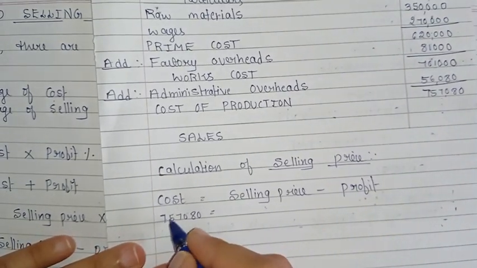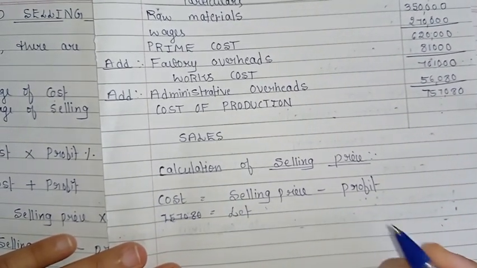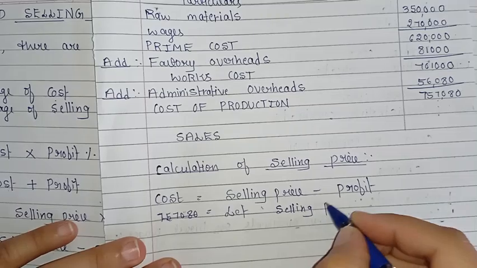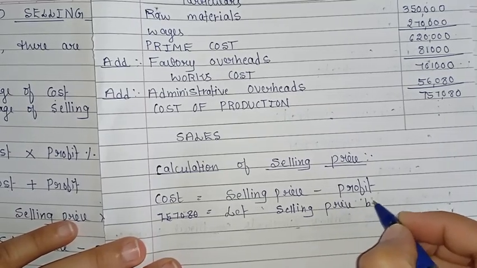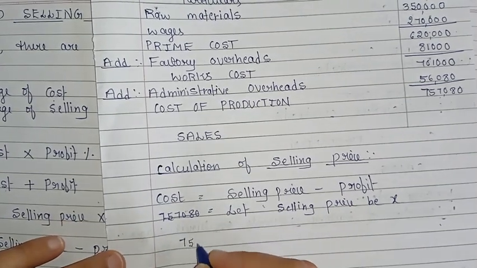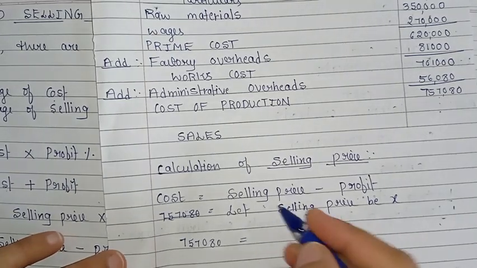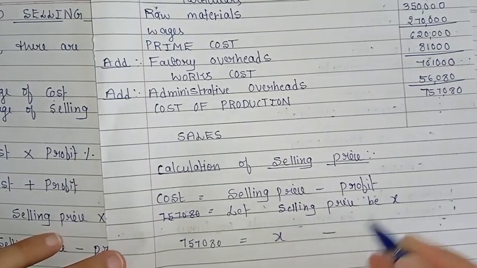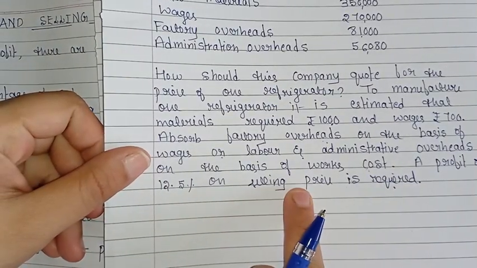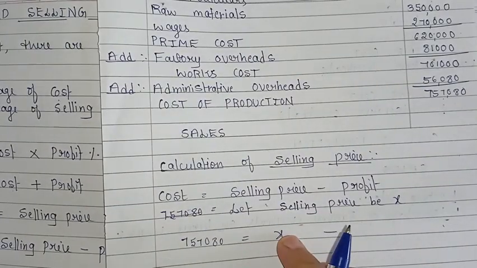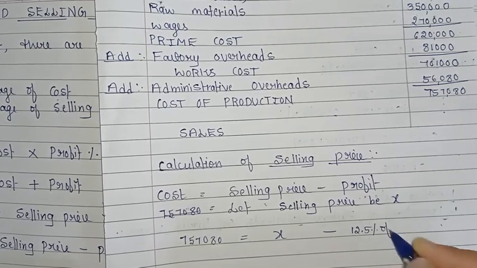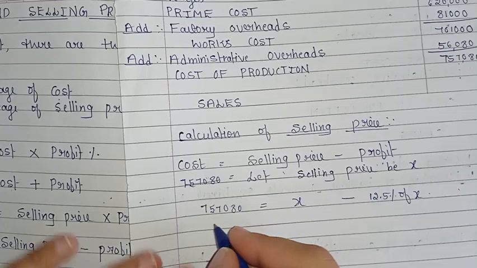Here, write down, let's say we don't know the sales price, right? Let selling price be X. Clear? So write down cost, that is 7,57,080 equals selling price, that is X, minus profit. Profit they said 12.5 percentage on selling price, means 12.5 percentage of X.